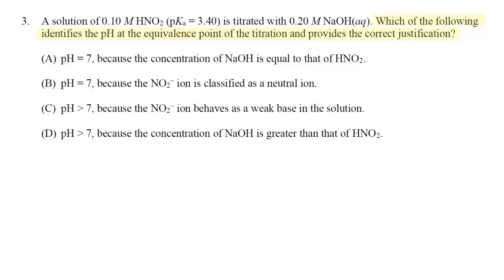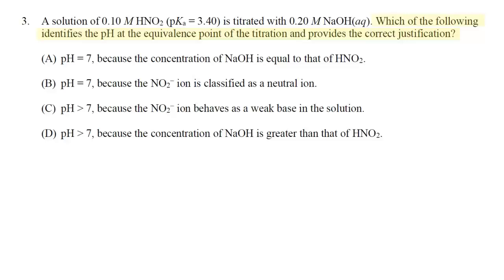And the question asks, which of the following identifies the pH at the equivalence point of the titration and provides the correct justification? As you examine these four answer choices in question 3, you can see that 2 of them indicate that the pH is equal to 7 at the equivalence point, and 2 of them indicate that the pH is greater than 7 at the equivalence point.